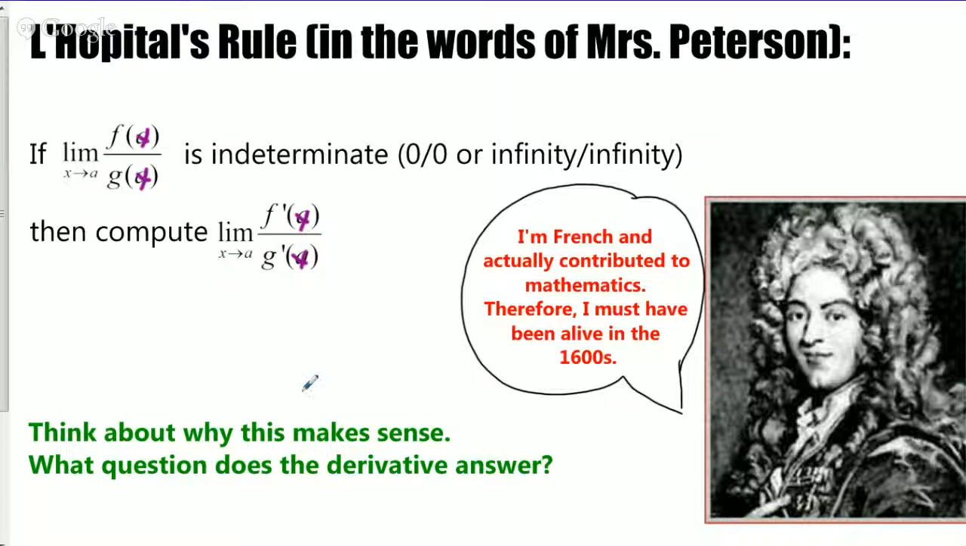All right, think about why this makes sense. What question does the derivative answer again? It answers the question, how fast? So in a way, we're seeing, well, which one gets there faster, the numerator or the denominator? We're talking about growth here. So it's kind of the intuitive explanation of L'Hopital's rule.